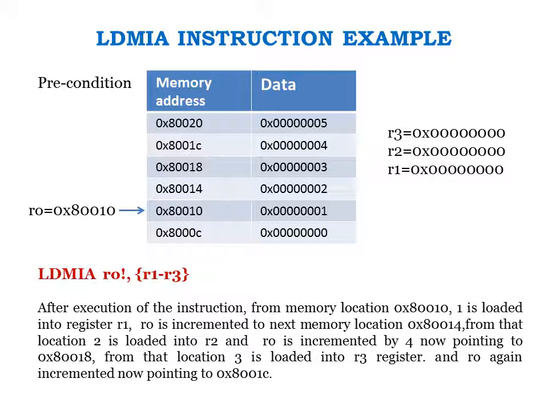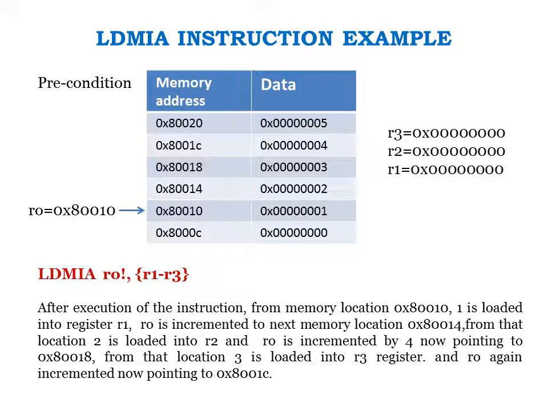So how is this done? It is incremented by 4. Why is it incremented by 4? Because the data stored in each memory location is 32 bits. Therefore, it has to increment by 4. So now the address is incremented to the next memory location, that is 80014. From that location, the data 2 is copied into the register R2.